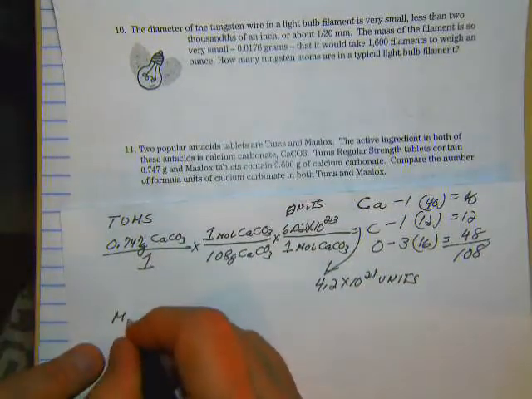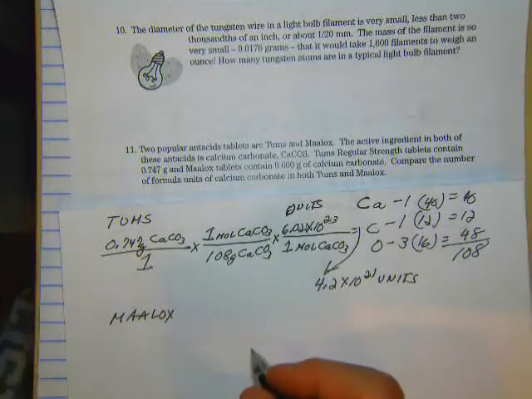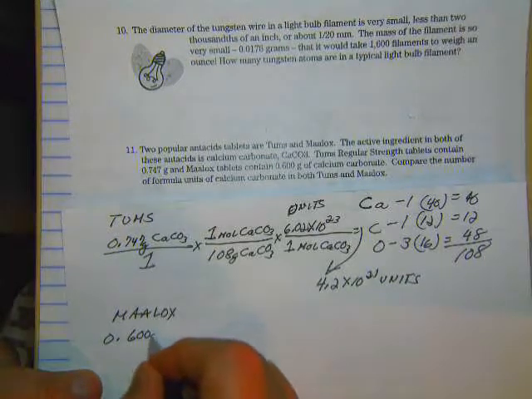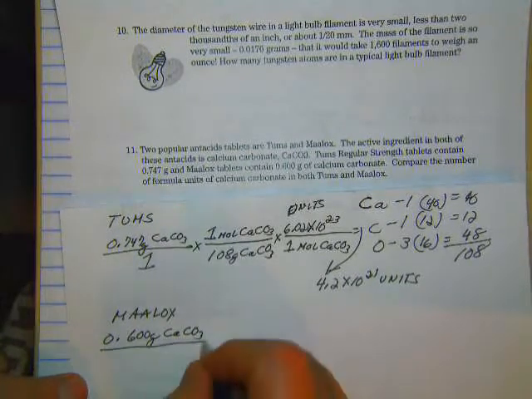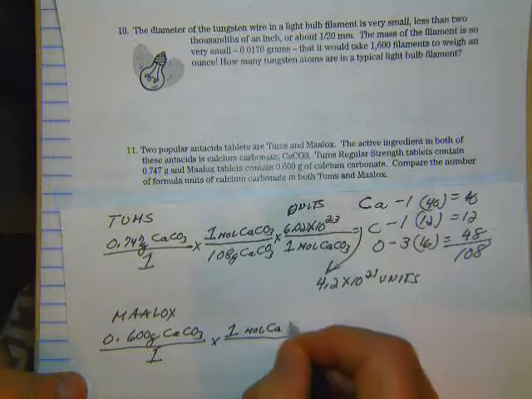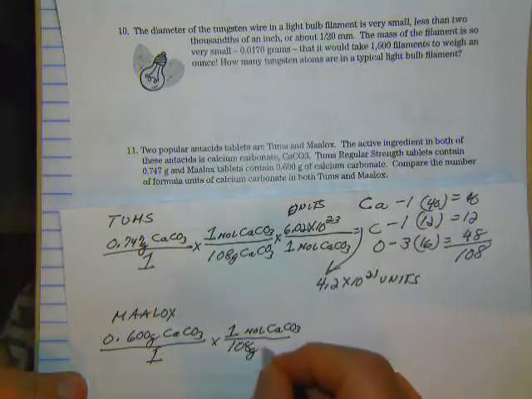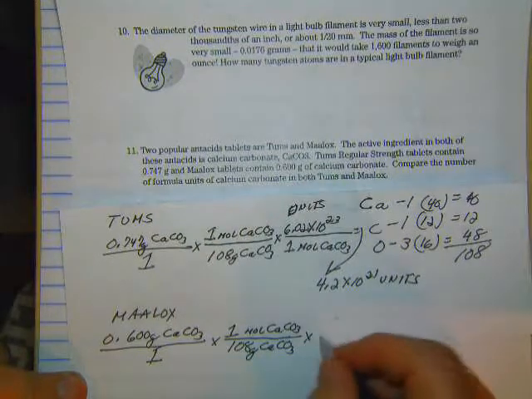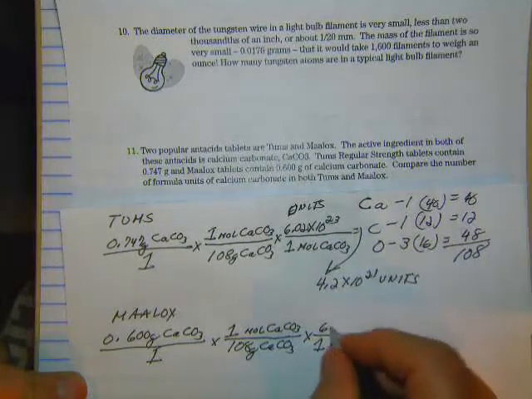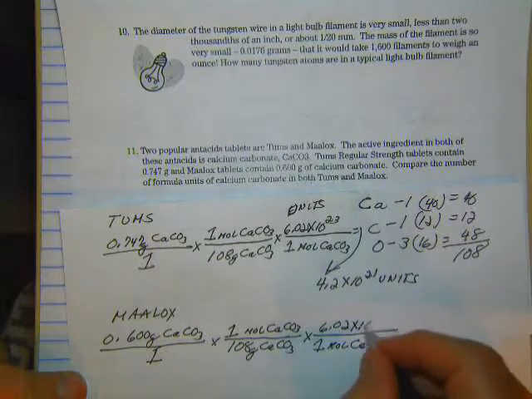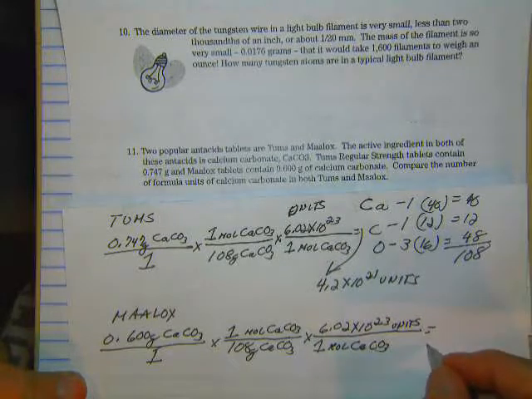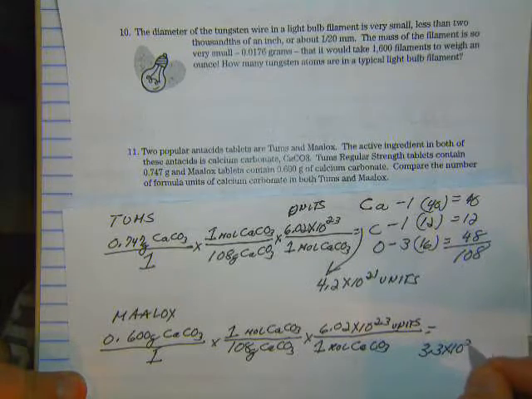Well, let's look at our Maalox. Really, we're doing the same problem over again here. So with Maalox, we've got 0.600 grams of CaCO3, and we're going to set this up the exact same way, times 1 mole of CaCO3 is 108 grams of calcium carbonate, and we want formula units again. So in 1 mole of calcium carbonate, there's 6.02 times 10 to the 23rd, and again that's going to be units of CaCO3, and if we do the math, that comes out to be 3.3 times 10 to the 21st units.